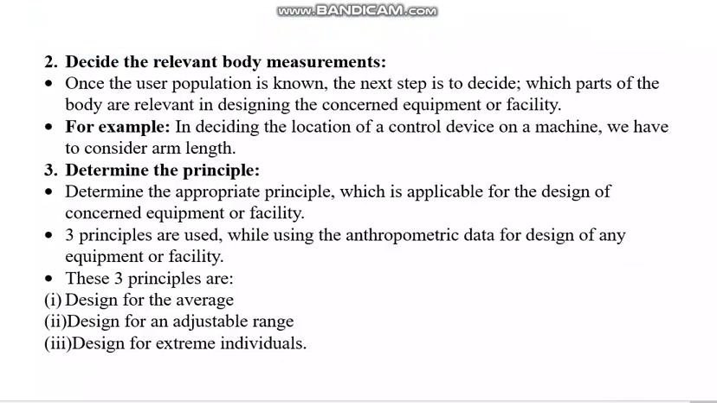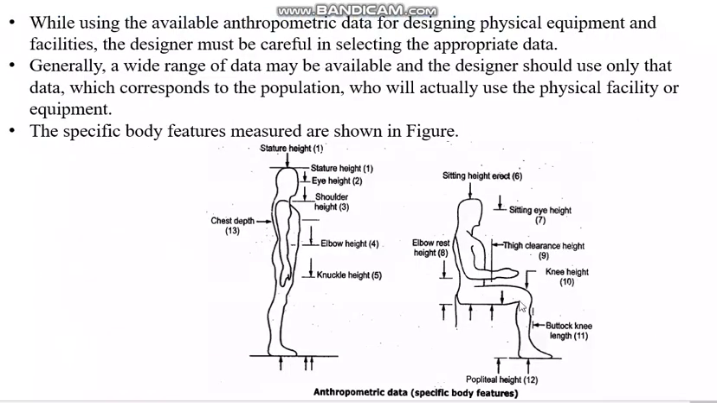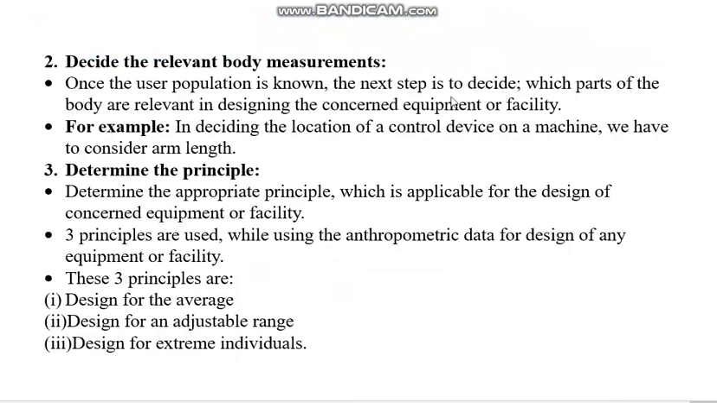Once the user population is known, the next step is to decide which parts of the body are relevant in designing the concerned equipment or facility. Now, if you are sitting, your knee height may be important. Popliteal height may be required. Buttock to knee length may be required, and your torso height may be required, because you need to give support, and your armrest where it should be. These features may be necessary.